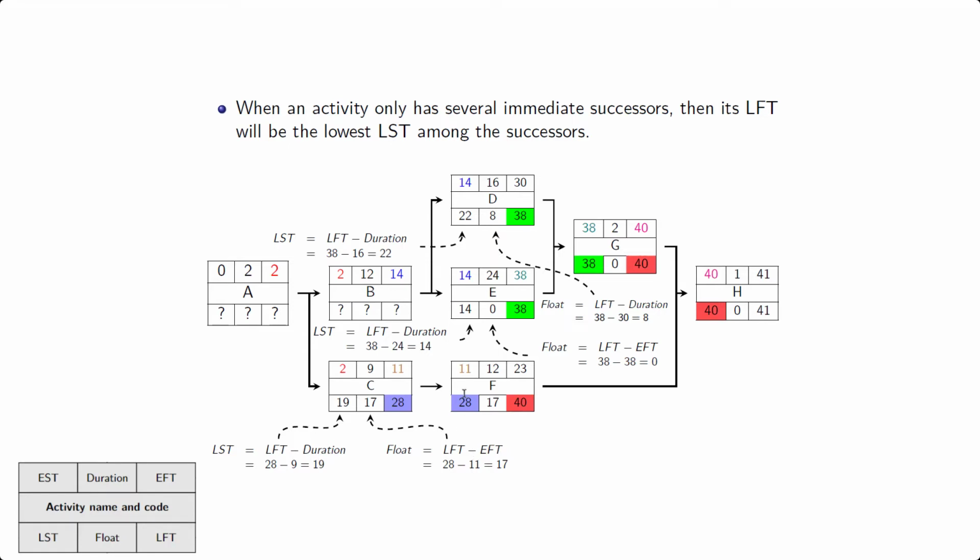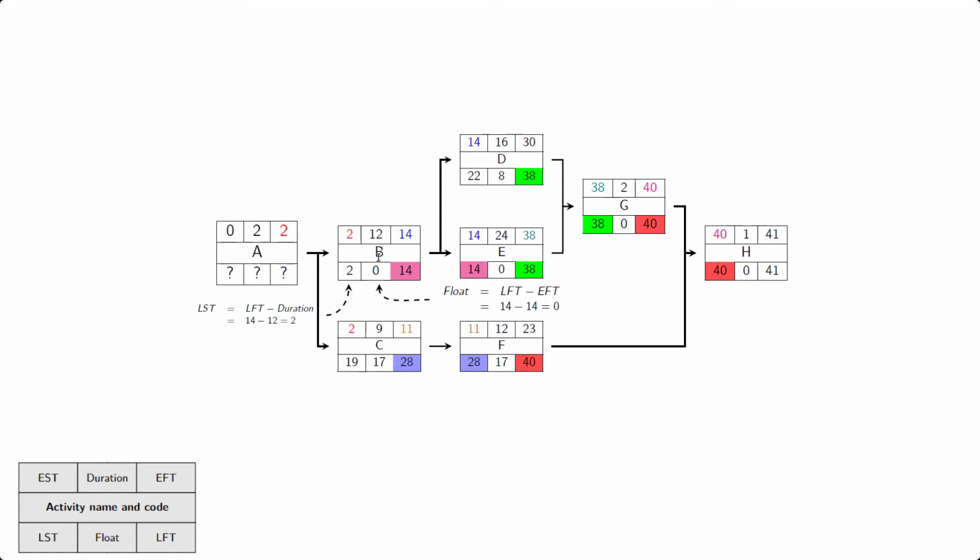Now here we need to look at B. We cannot look at A yet because we need to figure out B first. We need to figure out all the immediate successors before you can look at the particular activity. And for B, we now have a situation where there is not just one single immediate successor. There are two. So what do you do then?